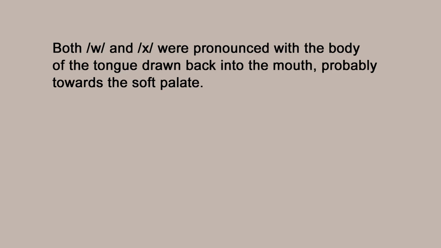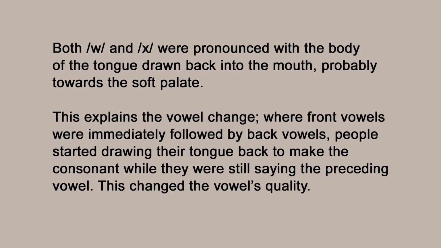We're very confident that both these sounds in Old English were pronounced with the body of the tongue drawn back into the mouth. So, w, ch. And that makes a lot of sense. It seems like this sound change is causing front vowels to change so that the tongue glides back into the mouth to articulate the back consonant while you're pronouncing the vowel.